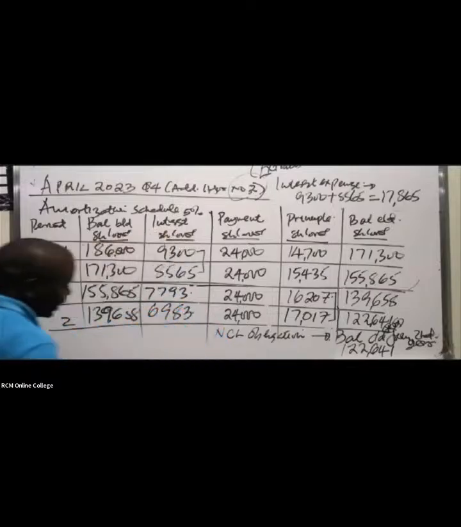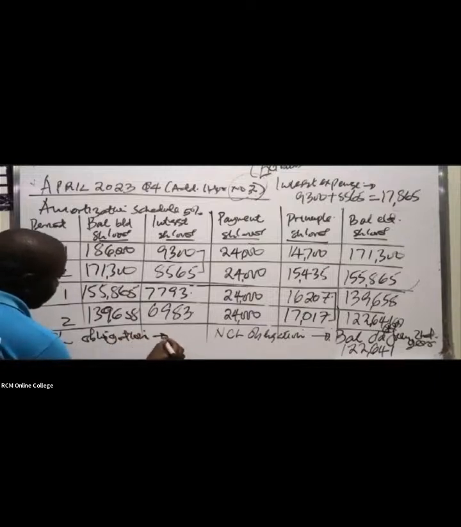122,641. What about the current liability obligation? The current liability obligation, what do you take?